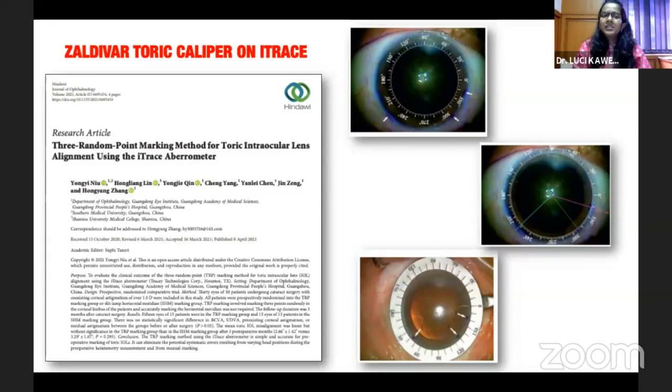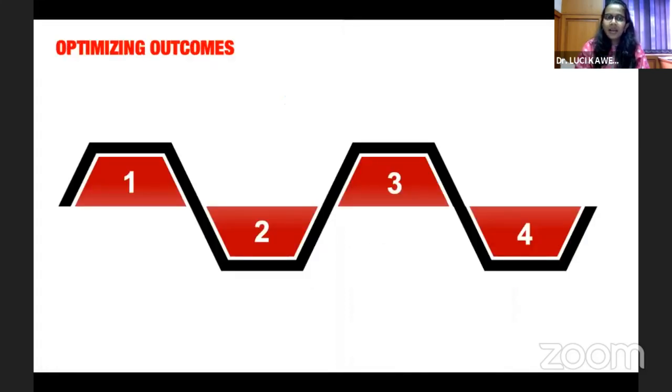In addition to this, there's the Zaldivar toric caliper, which is based on the Ray-Tracing refraction system. There also, a good quality digital image is used. With the use of that, you can do a 3-point marking system where you can mark whatever landmarks you want. And the same image can be used in OT as the reference mark for your axis.